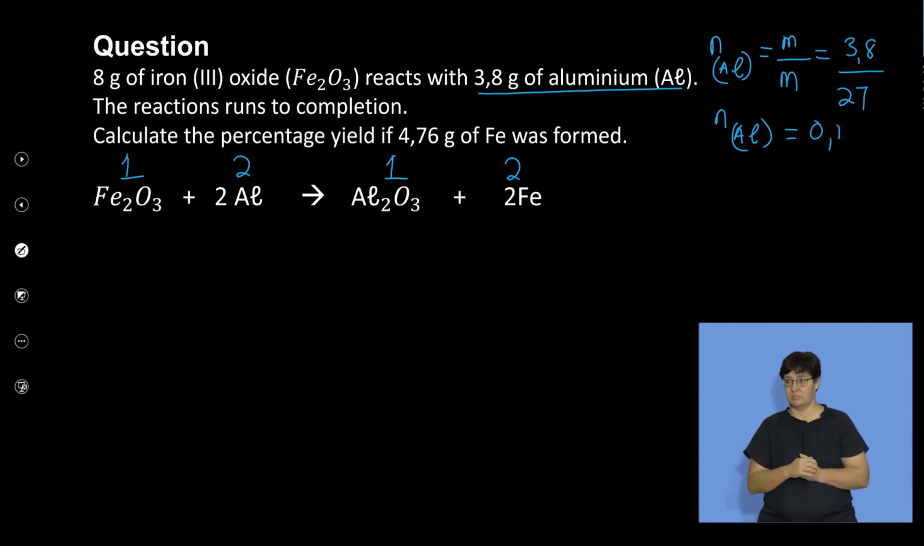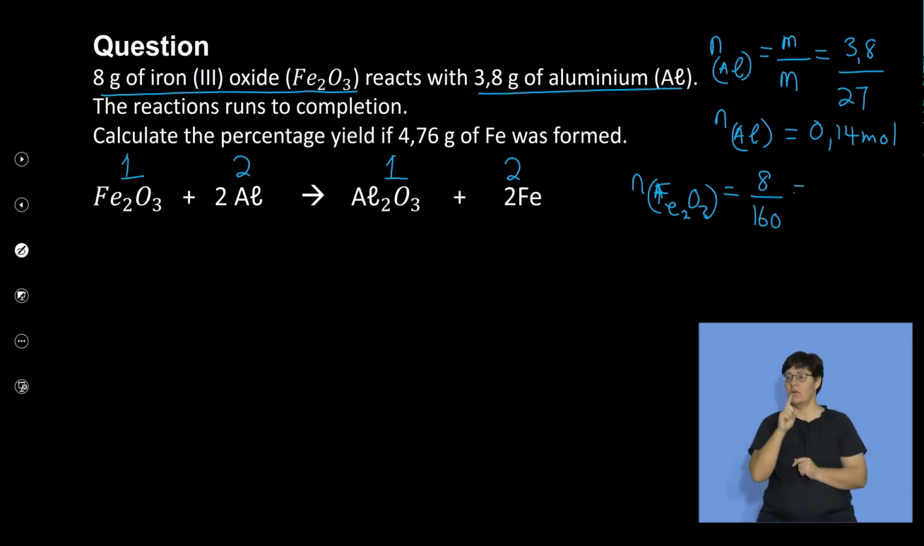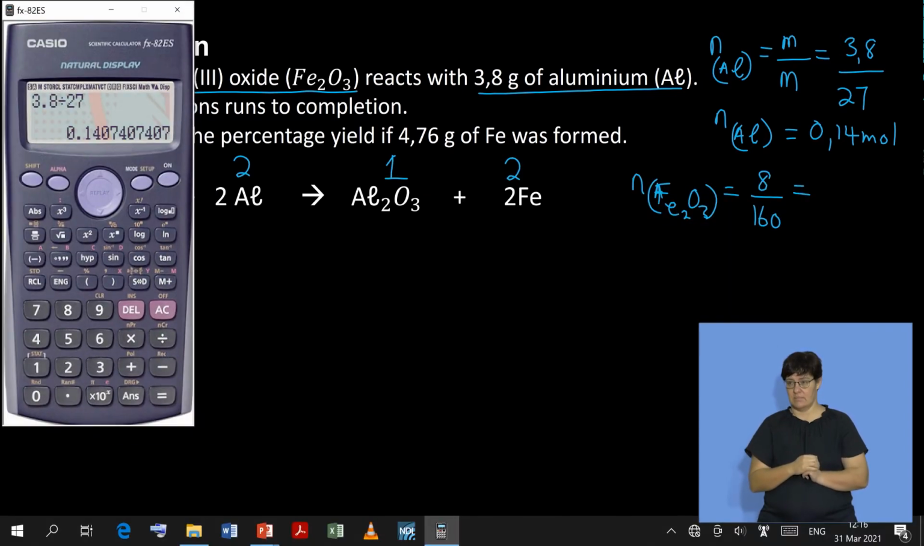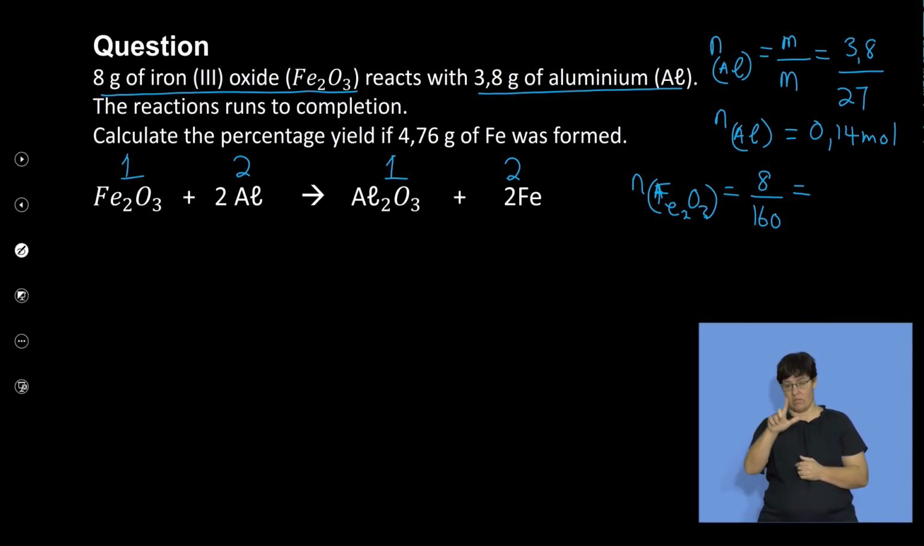So 0.14 mole. Equally, we want to ask ourselves, how many moles of iron 3 oxide are present in 8 grams? The moles of iron 3 oxide present is equal to the mass of the sample, which is 8 grams, divided by 160, which you get from the periodic table. So how many moles is that? If we calculate that, we've got 8 divided by 160. This actually gives us 0.05 moles.